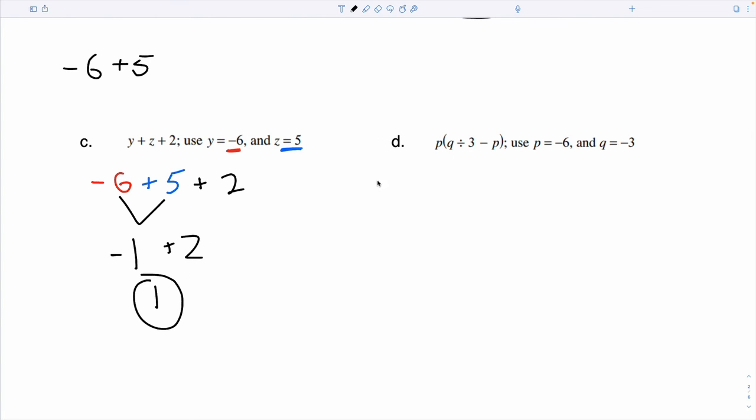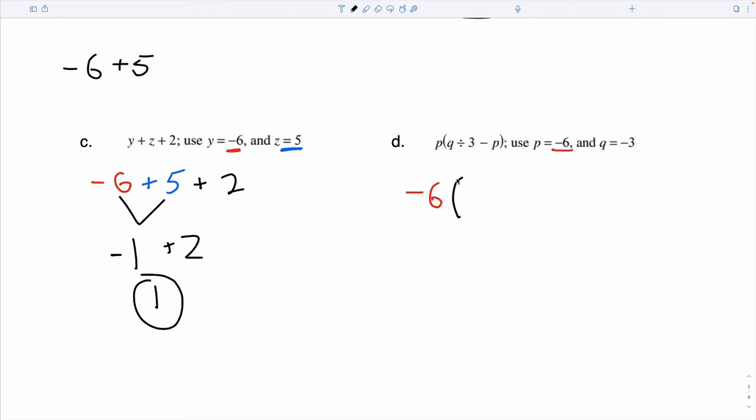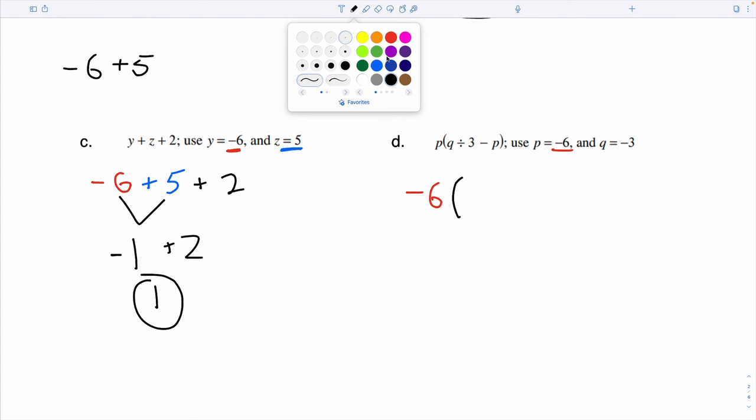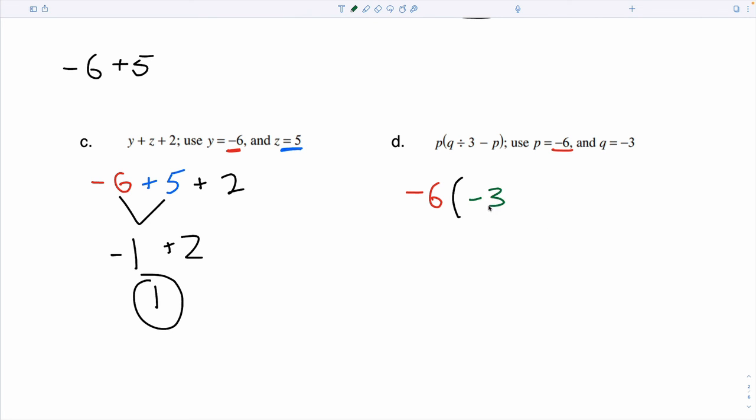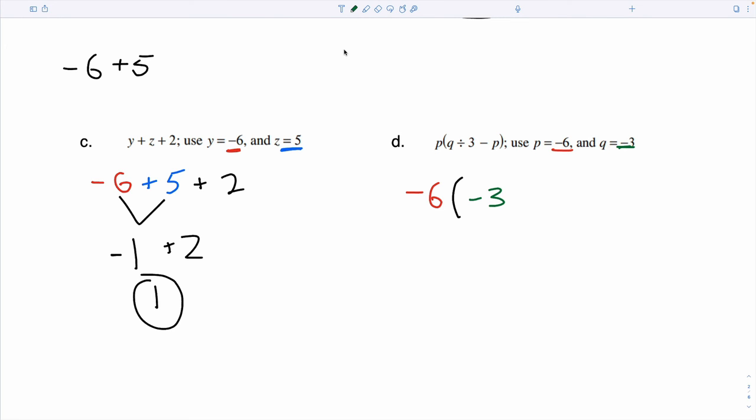Last step, or last example. You have p, parentheses, q, divided by 3 minus p. Start out this problem. How? Evelyn, keep going with this problem. What do I use to replace p? Okay, so outside of parentheses, I'm placing -6 there. Inside parentheses, Preston, what replaces q? Make sure it's negative. Okay, put the -3 where q was. And write the divided by 3 here.